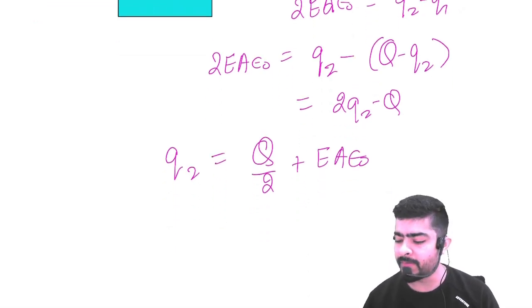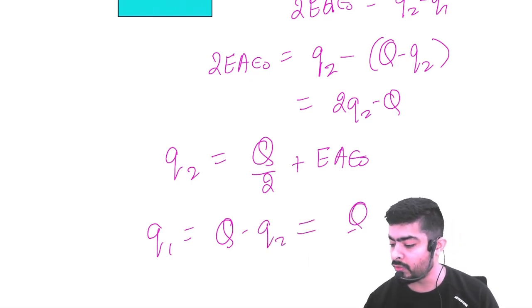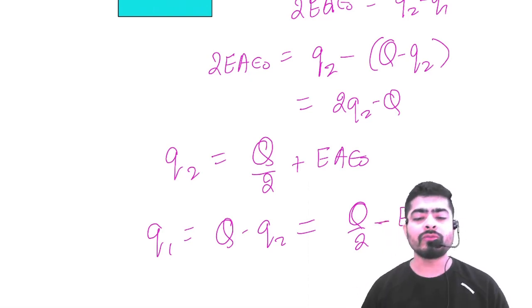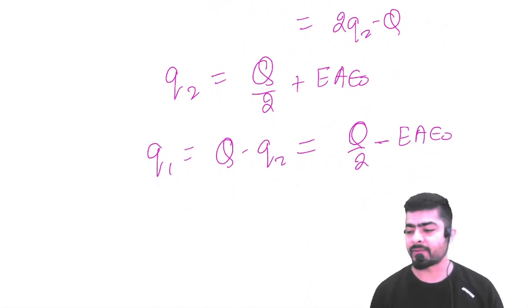And then Q1 will be what? Q minus Q2. So what do we get? Q by 2 minus EA epsilon naught. So these are the two charges on either side of the conducting surface. Okay.